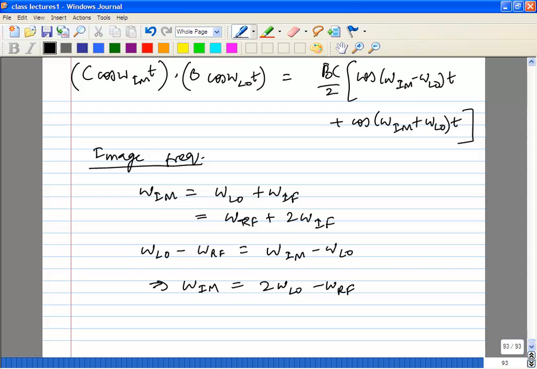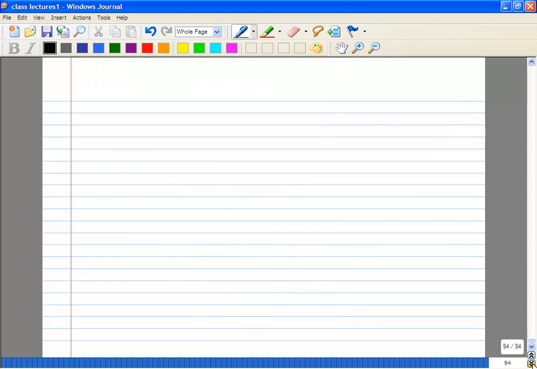So there are a number of ways of representing this. Okay, and the other thing to remember, of course, is omega IF, omega IM minus omega RF is equal to omega IF. Just remember these frequencies. So how would you solve this image problem?